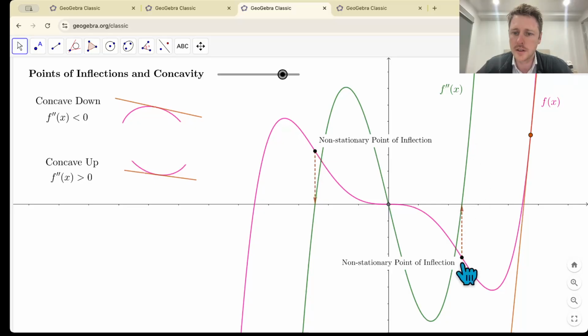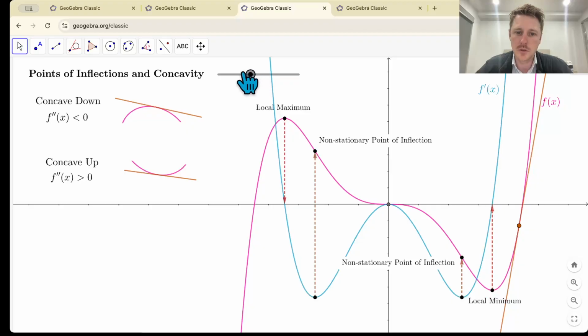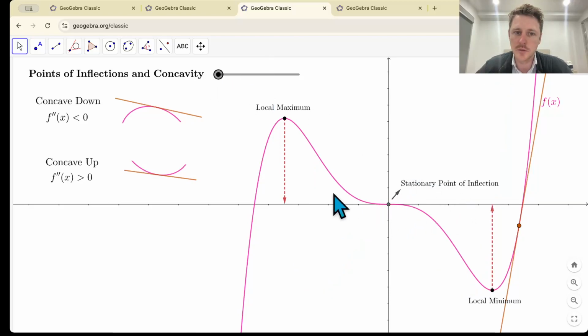These are the points where it goes from being concave down to concave up, or vice versa. Okay, so I think that's pretty interesting. Stationary points of inflection have to be where the first derivative is zero. So for example, at the very start, this is a stationary point of inflection because the first derivative goes to zero at that point. So that's a stationary point of inflection.